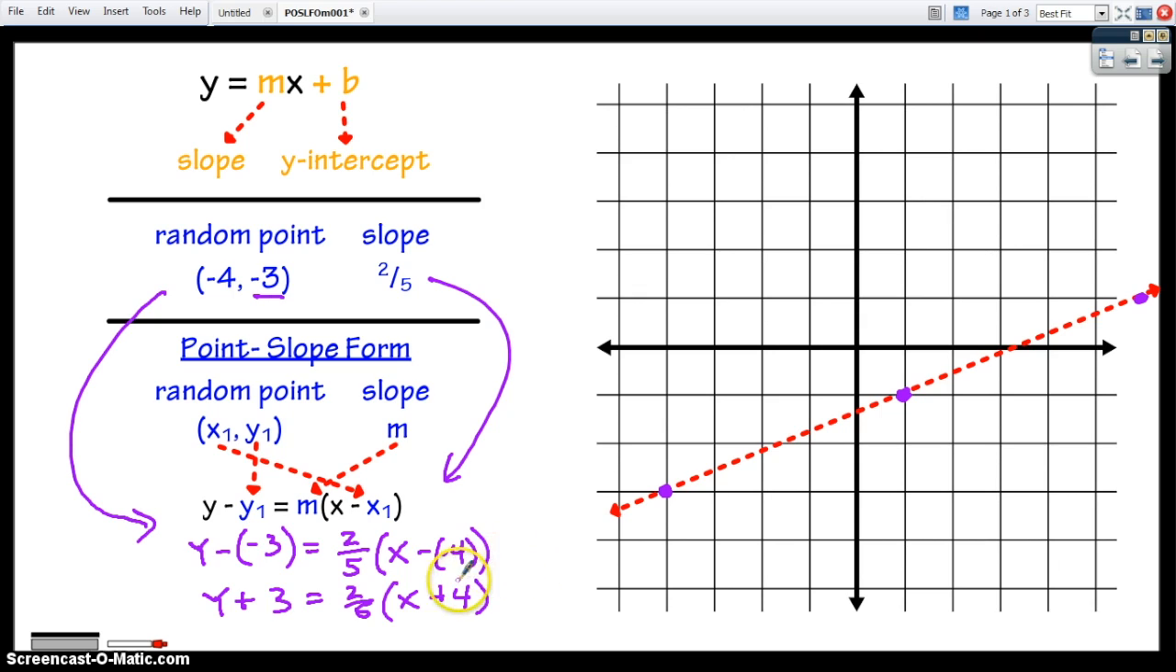Alright, so this is a real quick introduction into how to graph when you're given just some point and a slope, and how to put it into an equation that describes the line in what's called point-slope form.